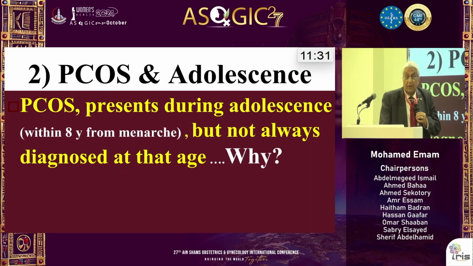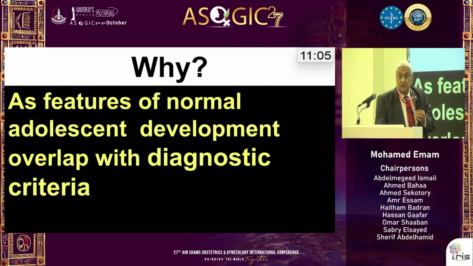Polycystic syndrome in adolescence: this syndrome presents during adolescence, within 8 years from menarche, according to the WHO classification of the adolescent age, 8 years after menarche. So you should be alert about this age, but it is not always diagnosed at that age. Why? At this age, many cases will be missed because the features of normal adolescent development overlap with the diagnostic criteria of this syndrome.